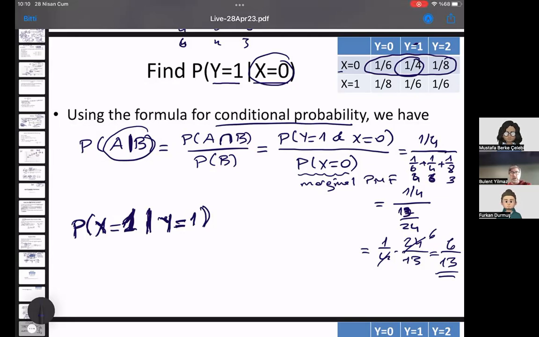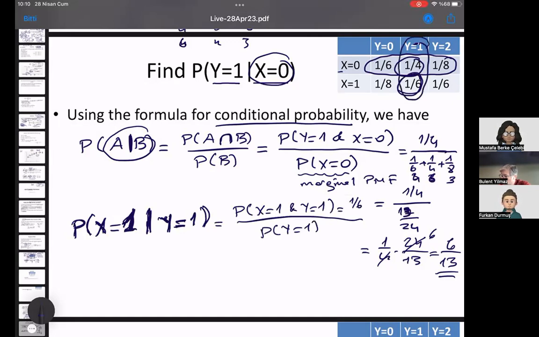Okay, I'm getting good answers. Thank you very much. So it means probability of x equals 1 and y equals 1. What is this? This one, right? 1 over 6, divided by probability of y equals 1, which is the whole thing, 1 over 6 plus 1 over 4. So it will be 1 over 6 divided by 5 over 12, 1 over 6 times 12 over 5, 2 over 5.